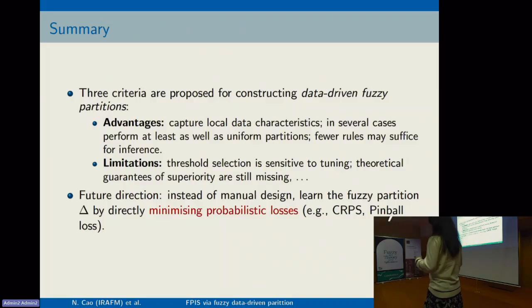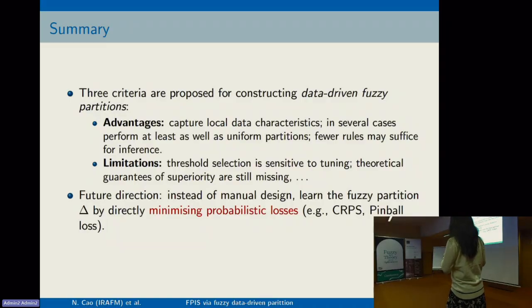The advantage is we will have fewer fuzzy sets, and it surely captures some local characteristics, some properties as we want. And if there are fewer fuzzy sets, there are fewer rules. So I think for inference, it's better to be able to adjust it when we want. There is a limitation: we need to set up some threshold. It's very sensitive, especially to variance. When you turn it up a little bit, or down, you have a totally different partition.